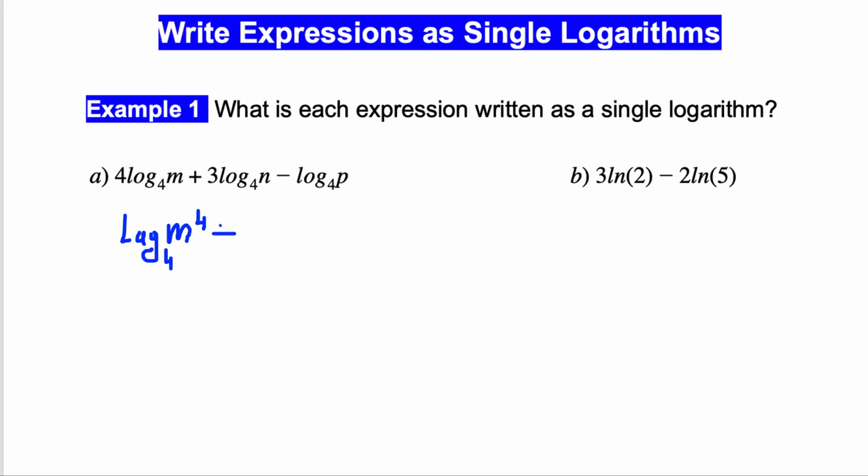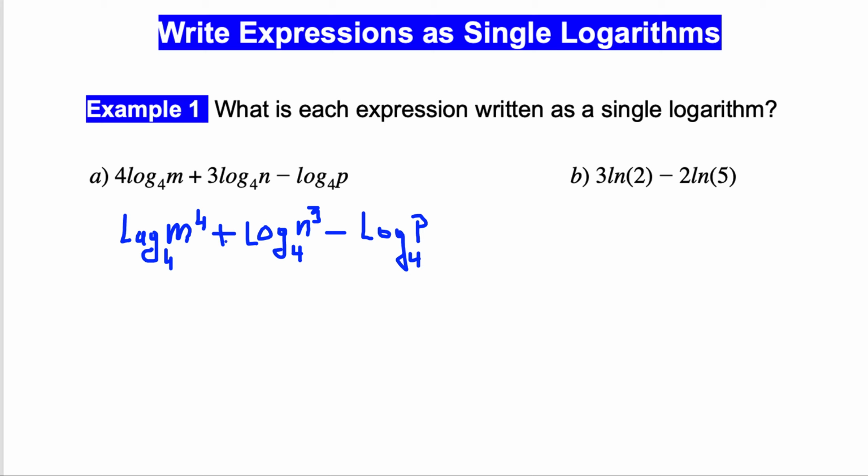Plus, we're going to have a log base 4 of n in exponent 3. So this goes here, n in exponent 3, minus log base 4. So this is the last one we are just going to rewrite. We don't have any operation to do here, of p.